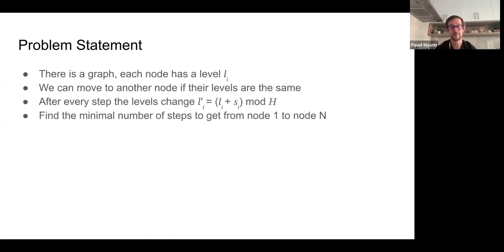Now, after every step, the levels will change by this simple formula. Every level will be increased by this value Si modulo h. Basically, you go in a cycle modulo h, and every time you move Si positions to the right in this cycle. And the question is to find basically the shortest path from one node to another. We find the minimal number of steps we need to go from the first node to the last one.